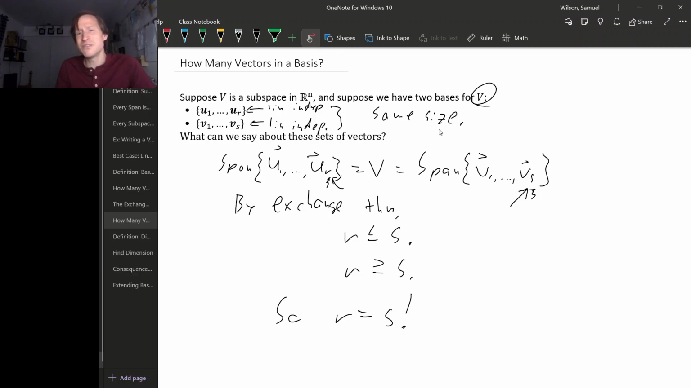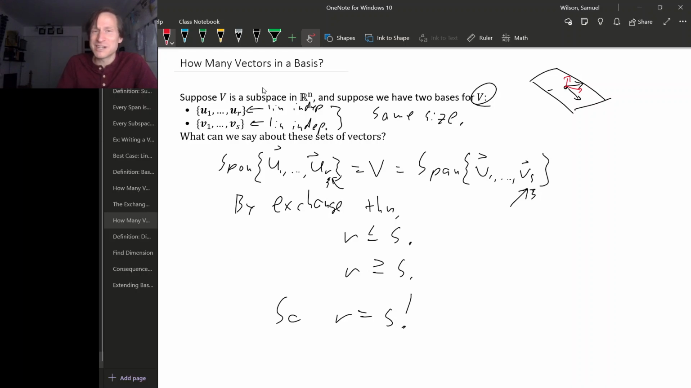This sort of seems intuitive if you think about small dimensional examples. For example, if we have a plane sitting in 3-space, we could span this plane with these two vectors, or we could span it with, say, these two vectors. Both of these bases have two vectors in them. But our intuition for small dimensional examples doesn't really tell us very much about very high dimensional examples.